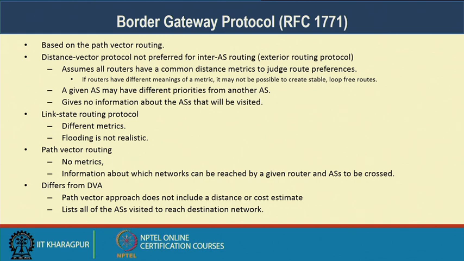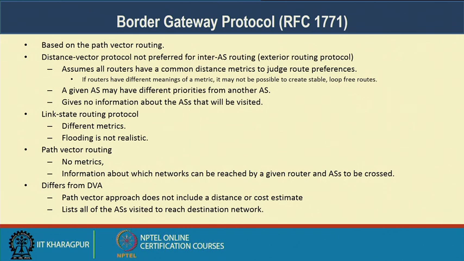Distance vector protocol is not preferred as an inter-AS routing protocol, right. So, it is for exterior routing protocols that distance vector or even link state protocols are not very popular. It assumes all routers have a common distance metric to judge routing preferences. That means, while we do distance vector, whatever cost or distance metric we are using is an agreed-upon metric, everybody is doing it like that.